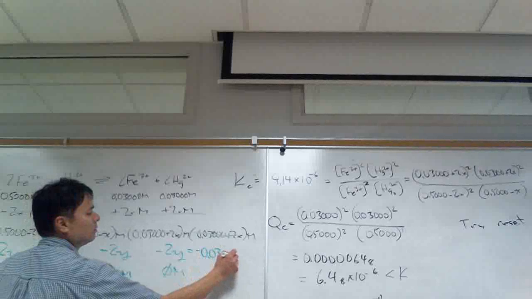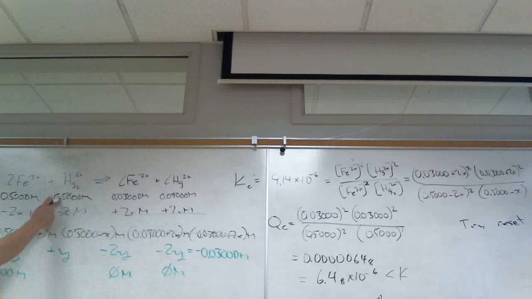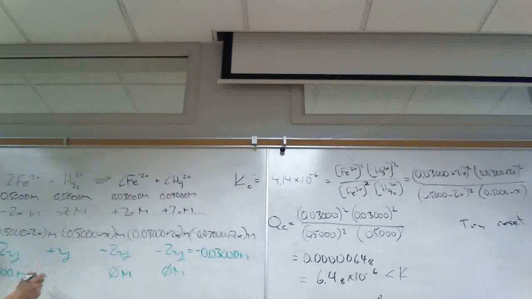0.03000 molar. And so that means plus 2y is going to be plus 0.03000, and so I'm going to get 0.5000 plus 0.03000, which is going to give me 0.5300 molar. Does that make sense there? And then y is going to be half of 2y, so that's going to be 0.01500. And so 0.5 plus 0.015 gives me 0.5150 molar. And so this will be my new initial conditions.